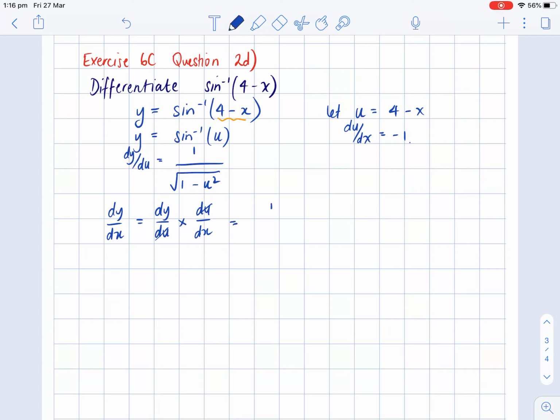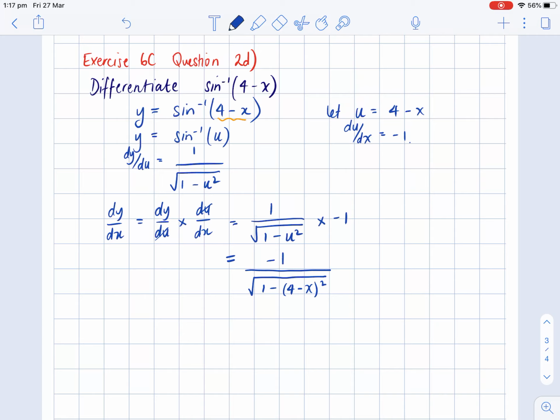And when I put those two bits together, I get 1 over the square root of 1 minus u squared times negative 1. By substituting in the u value back into the expression and managing that minus 1 on the end, I end up with minus 1 over the square root of 1 minus 4 minus x, all squared. Okay, and there's my derivative.